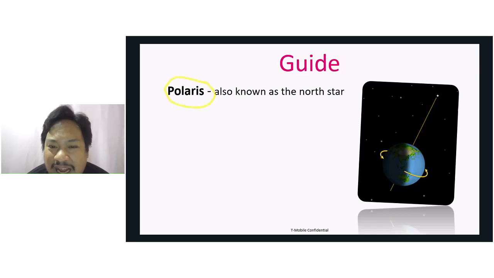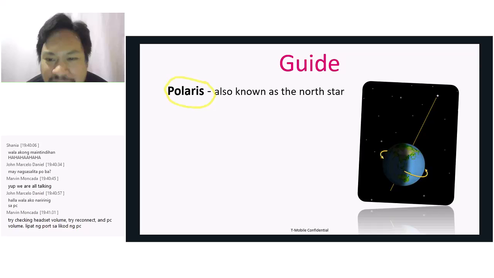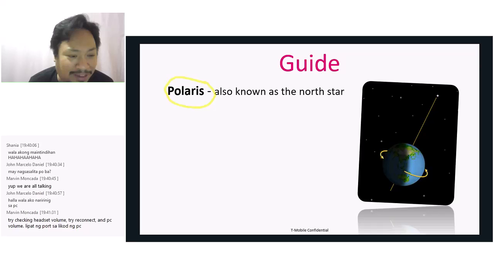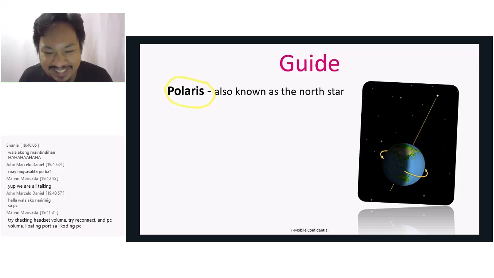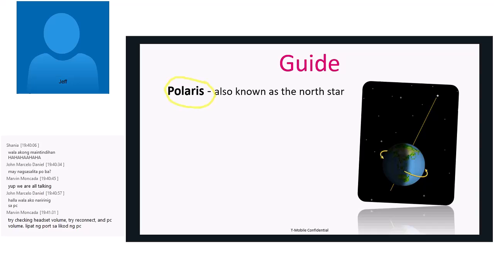Jeff, a follow-up question, for clarification for our co-participants. When you say fixed, all the other stars are fixed anyway. What do you mean by fixed? Because the stars don't move, right? Do the stars move? I don't think so. I'm not sure, boss. But we are moving. The Earth is moving in its orbit. But Polaris, even if Earth is moving, it's still in the north.